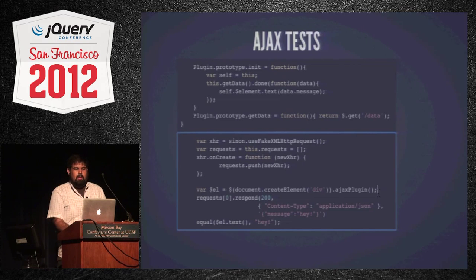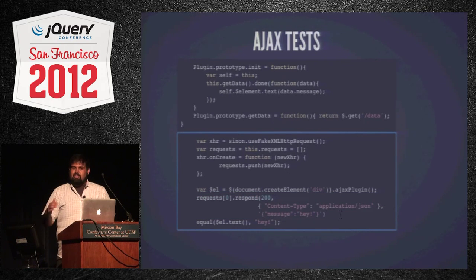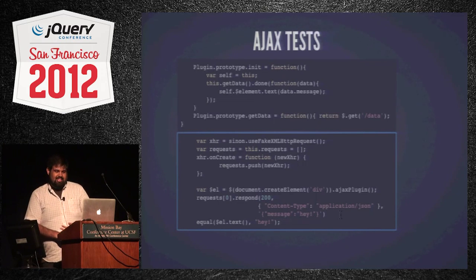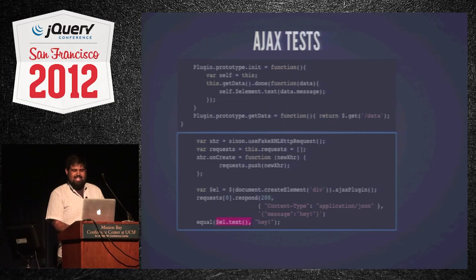in my element. But what I can do here, this is the really nice part, in my unit test, I can respond to that request in my JavaScript. I don't have a backend here. I don't necessarily even need to have a network connection or anything like that. I'm saying to this fake XHR that's been created, that's requested for data, respond with a 200, respond with these headers and this particular data. In this case, I'm sending back the message, hey. And then I can make sure that afterward, the text in this element contains the text that I specified from the fake response from the server.